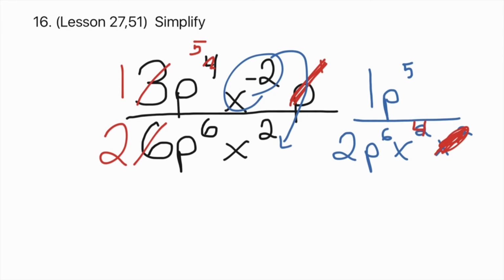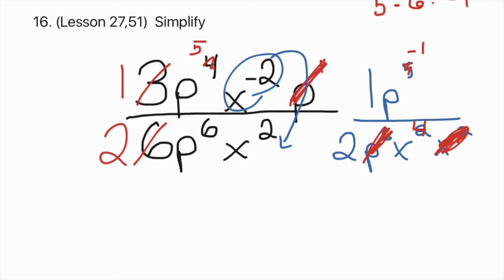Now notice we have p to the 5th on the top and p to the 6th on the bottom. So if you recall our exponent rules, when we're dividing, we actually subtract our exponents. Sometimes it's a little bit easier to write out the subtraction. So we do 5 minus 6, and that will give us a negative 1. So this is now going to be p to the negative 1.